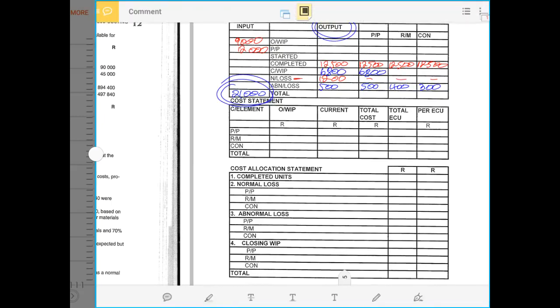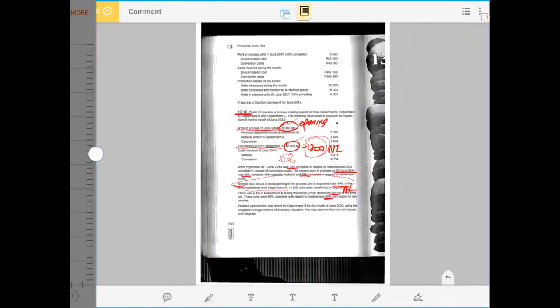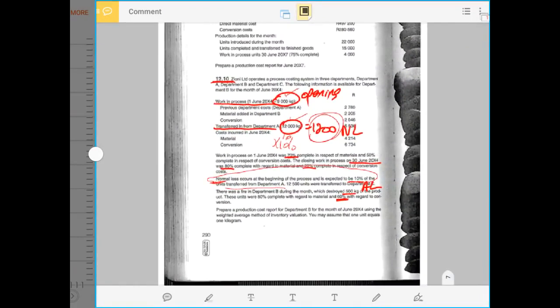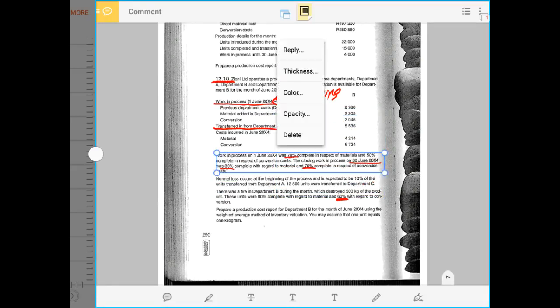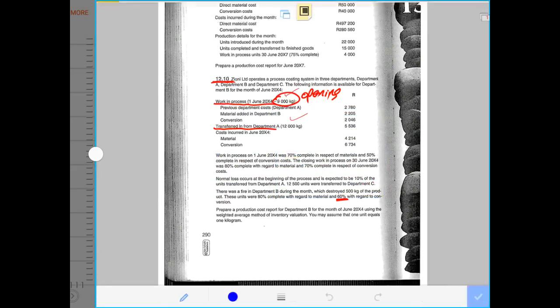Obviously this material was complete in terms of the previous process. But we need to check now with regard to material, at what percentage was the material complete with regard to the closing units. They say that the closing work in process at the end of June 2004 was 80% complete with regard to material and 70% with regard to conversion cost.